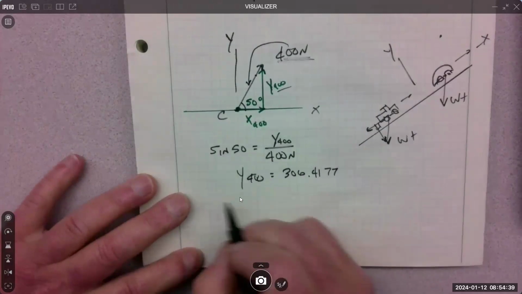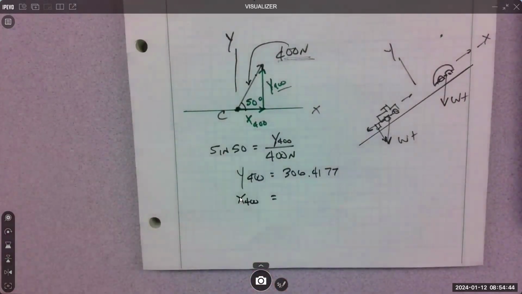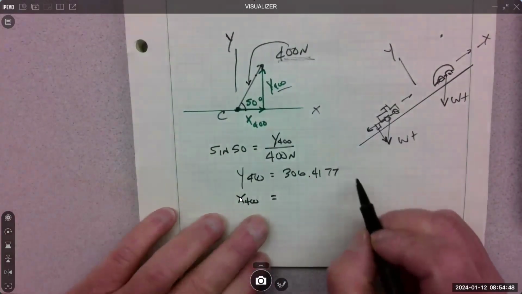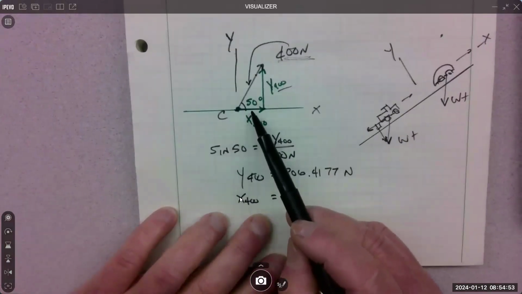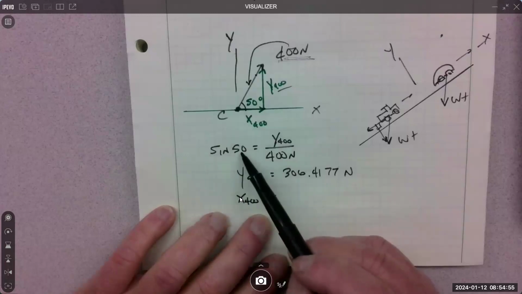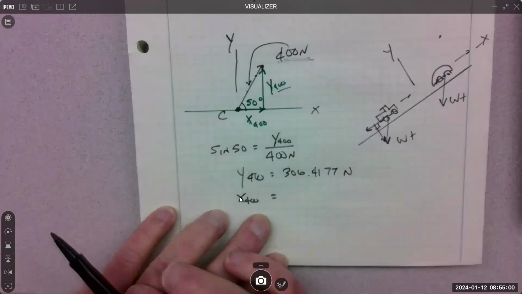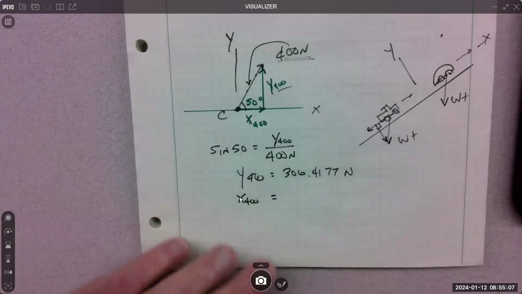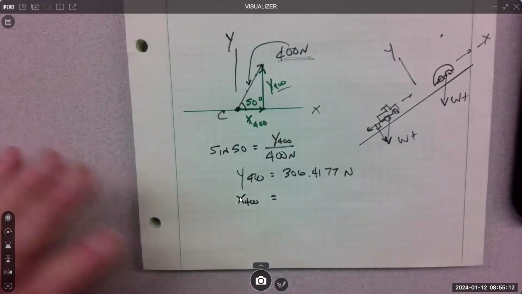And then we also need the x of the 400. What's that going to be? Cosine? Cosine 50 is the x over 400. Is that correct? Doing that in my head. You check me on it. Yeah, it's good. What'd you get?